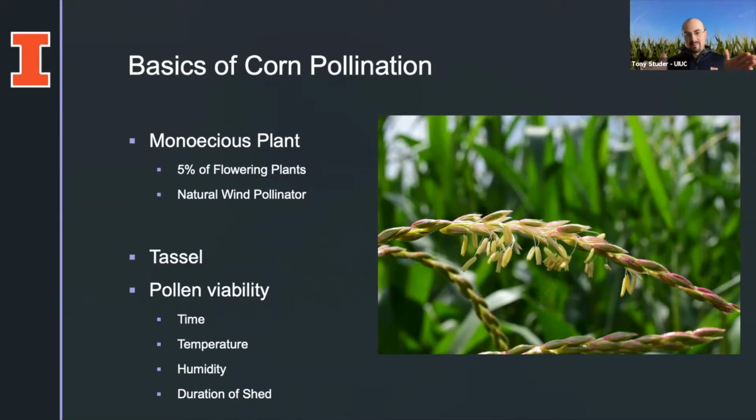And then the last thing I'd like to mention here is the duration of shed that is going to come into play when we talk about isolation. A corn plant itself, if you're thinking about an individual, will usually shed pollen for about 5 to 7 days. But when you're thinking about a corn field as a population, that corn field can actually shed pollen over 10 to 14 days just due to differences in the maturity stage of the corn that's in that field. And so that's almost a 2-week window where you have pollen flying from an individual cornfield.